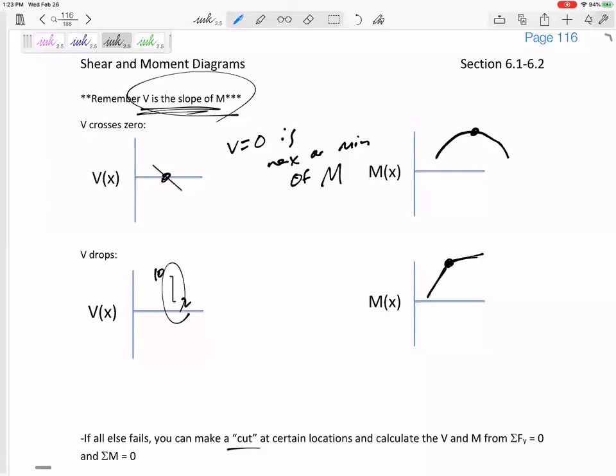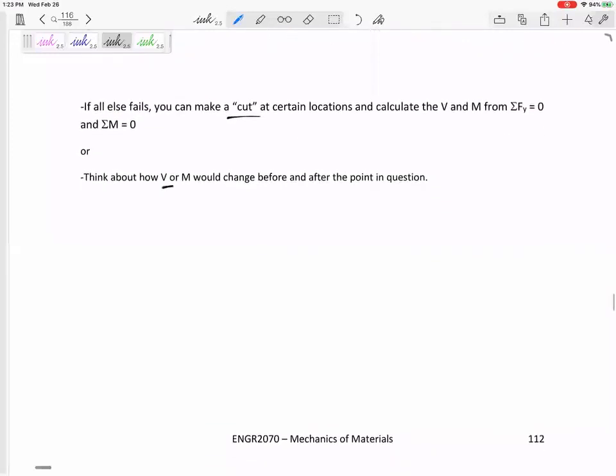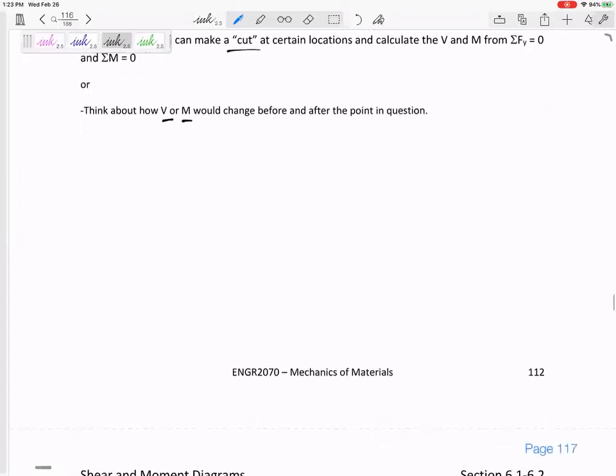All right. So let's do some. I like these. Think about how V or M would change before or after the point in question. So there's some things you can think about.